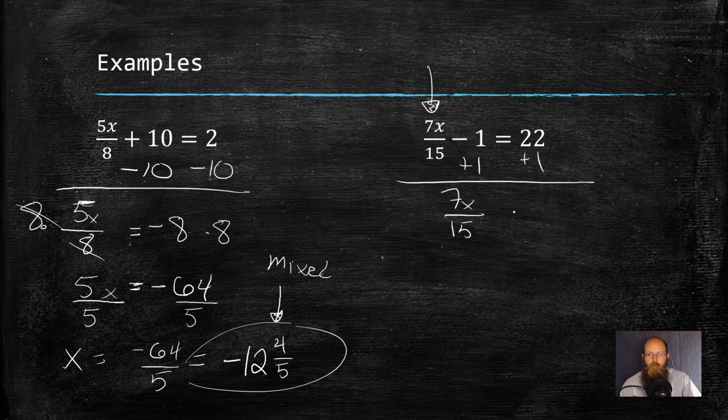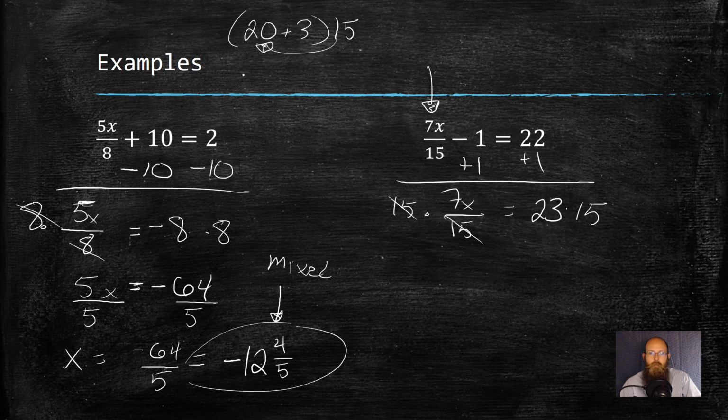7x over 15 equals 23. This one is going to be a little bit messy, right? Multiply by 15, multiply by 15. Cancels on the left. That takes a little bit of math though, right? So I'm going to do this like 20 plus 3 times 15. 15 times 20 gets me 30 with an extra 0 on the end, right? Because 15 times 2 is 30, but there's an extra 0. 15 times 3 gets me 45, so that's 345. And that 7x is still there.